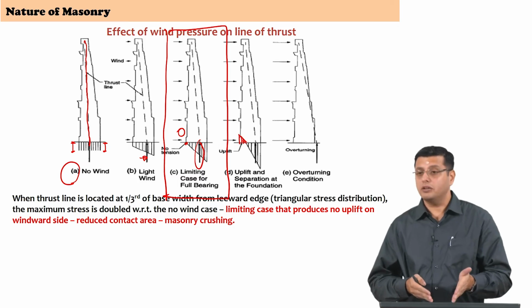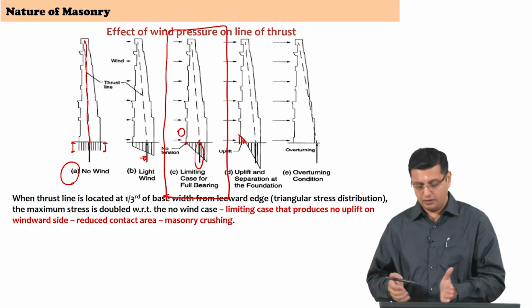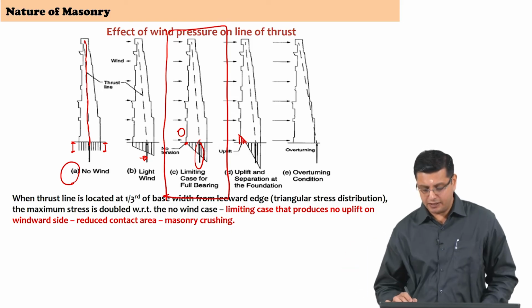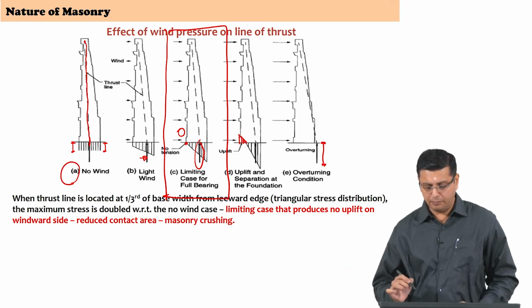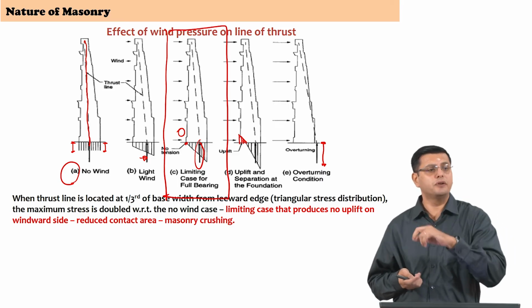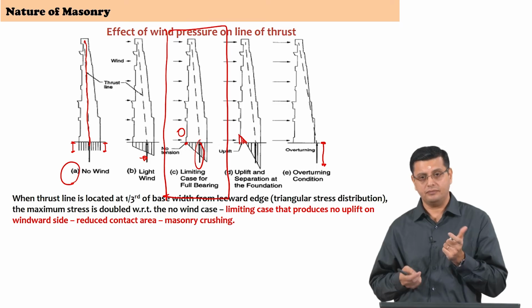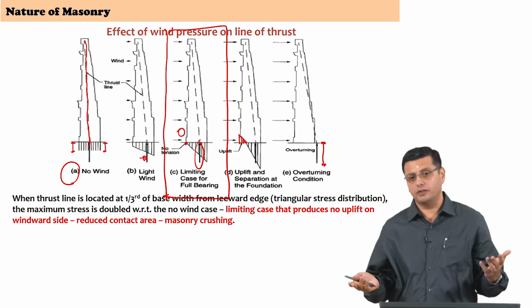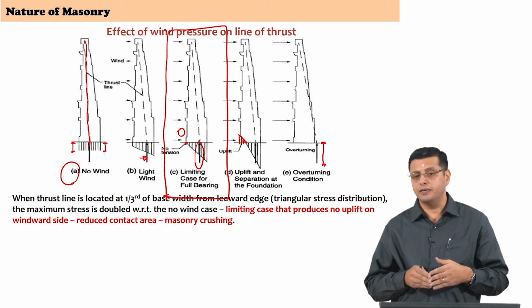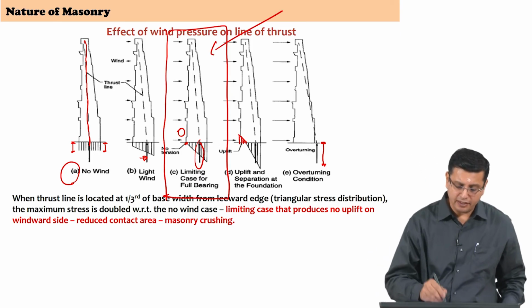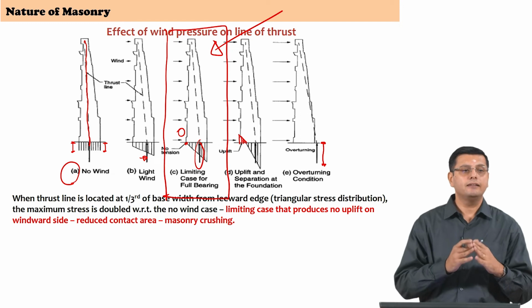If you now continue increasing the wind forces, the area under compression keeps reducing. It will reach a stage where the compressive stresses are so high that you have reached the crushing strength of the material, and the material crushes. When it crushes, you have overturning of the system, and that is how the loss of stability is going to actually progress.